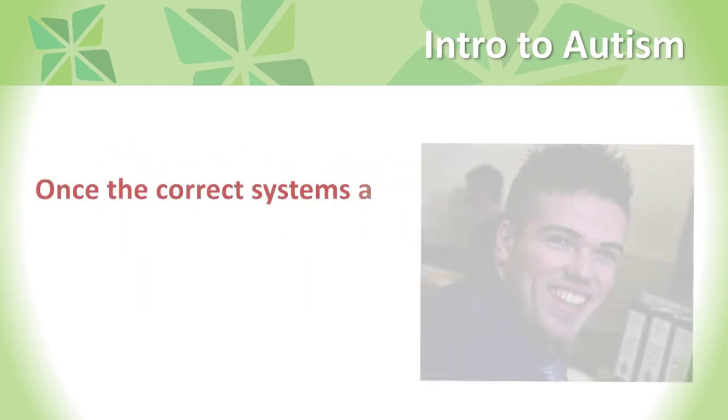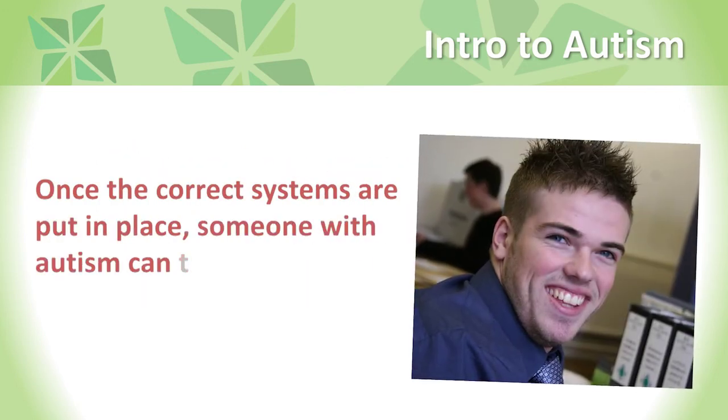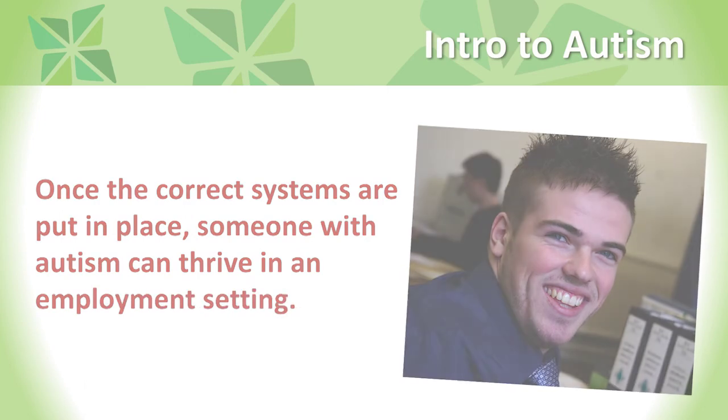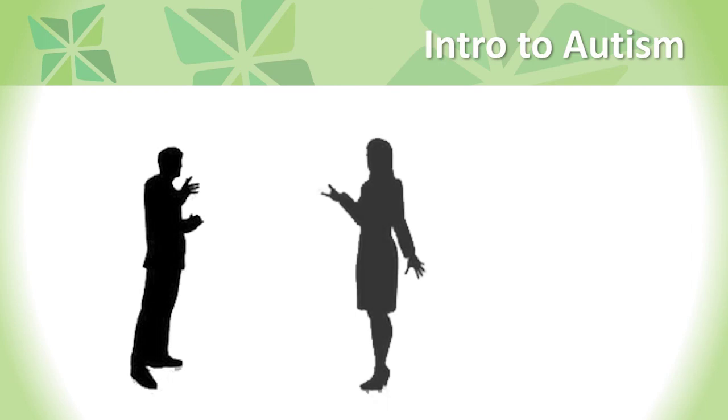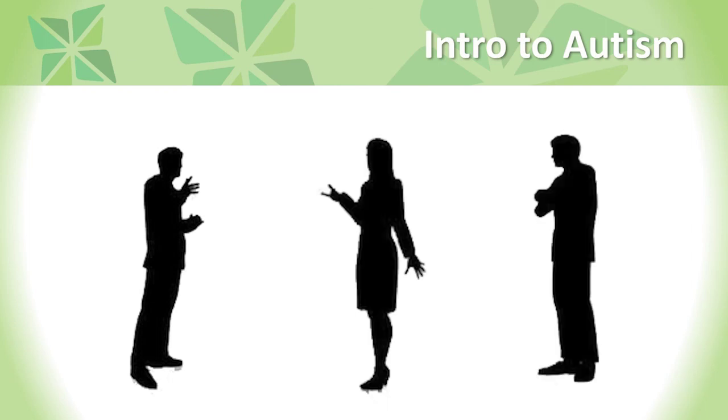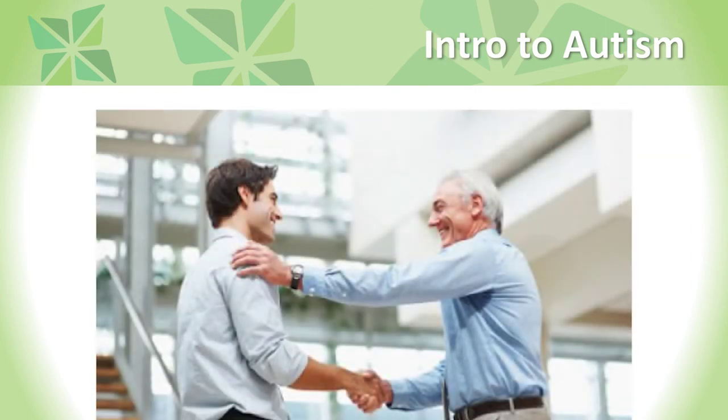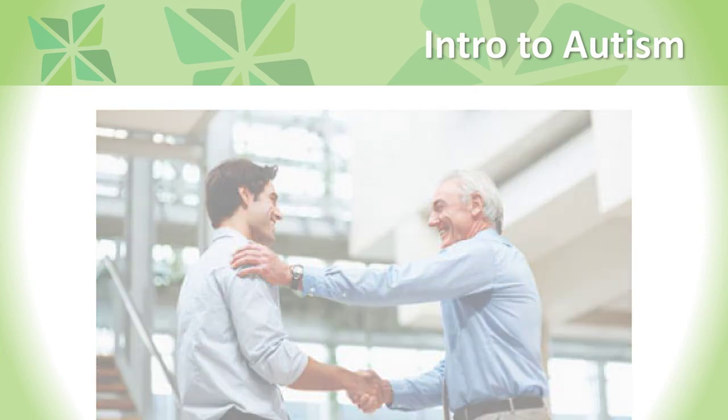Once the correct systems are put in place, someone with autism can thrive in an employment setting. They require only a little understanding of how they communicate, how they understand the world, and they can become a wonderful addition to any workplace.